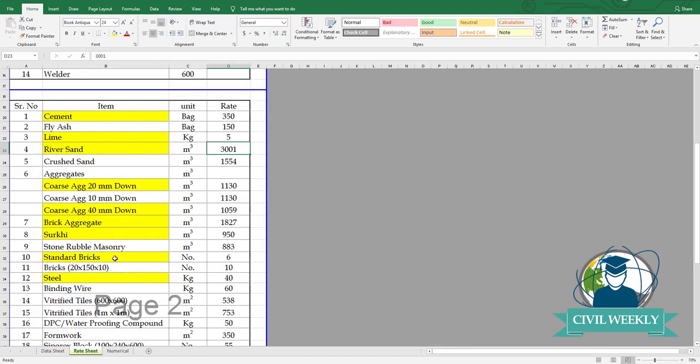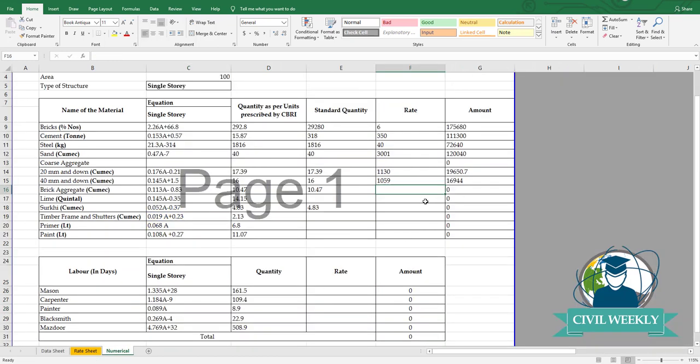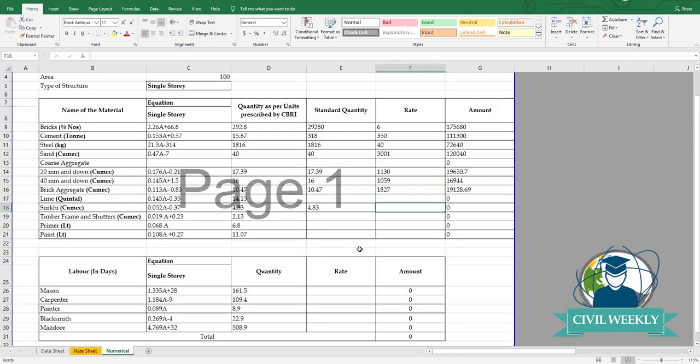Brick aggregate, if you see over here, it is 1827 rupees. And the surkhi, if you can see, surkhi rate is 950 rupees. It is just an admixture that we use in concrete. Okay, so the rate is 950 rupees. So whenever we are substituting these values, we are getting the cost.